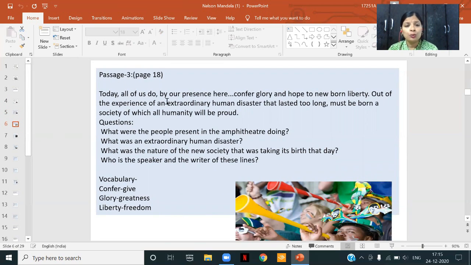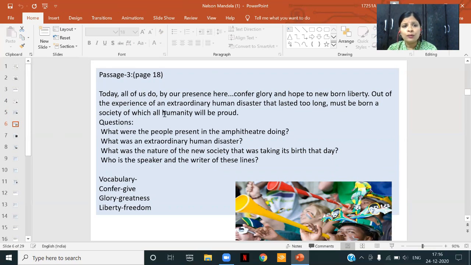Today, all of us too, by our presence here, confer glory and hope to newborn liberty. Out of the experience of an extraordinary human disaster that lasted too long, must be born a society of which all humanity will be proud. So Nelson Mandela says, today we are all present here, and what we are doing is giving glory. Glory is nothing but we are giving glory to newborn hope and newborn liberty. Liberty is nothing but freedom. There is going to be hope in this country. There is going to be freedom in this country.